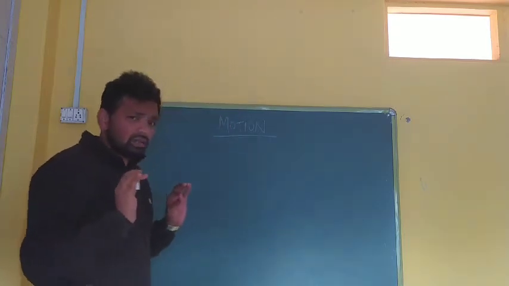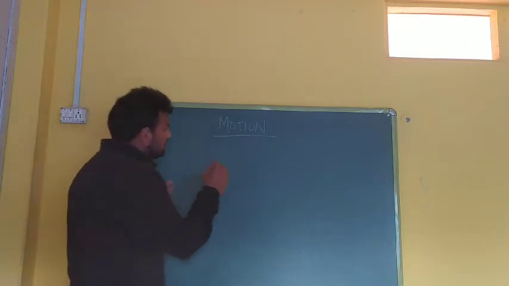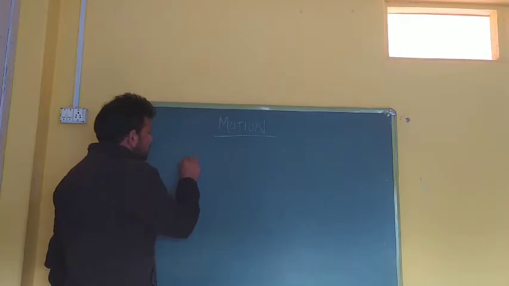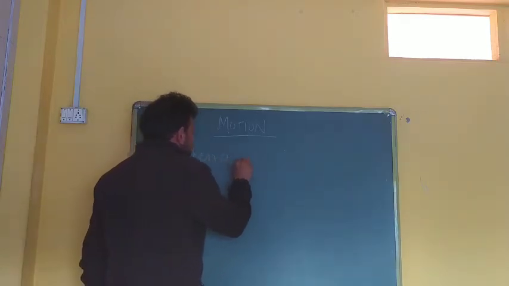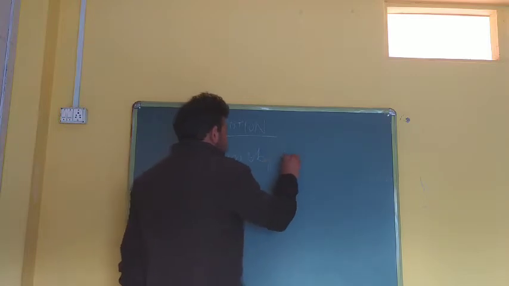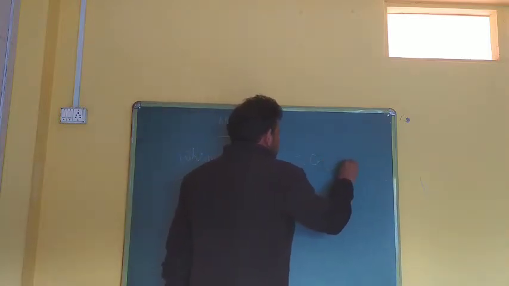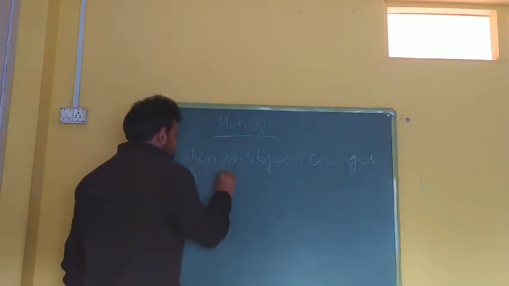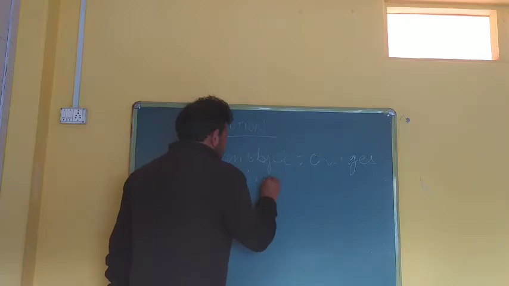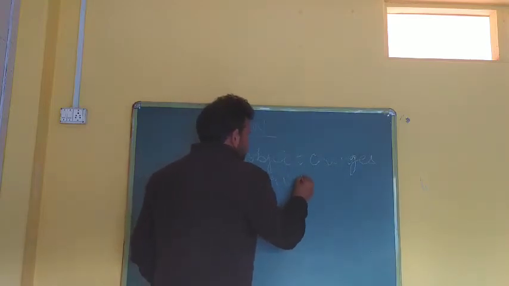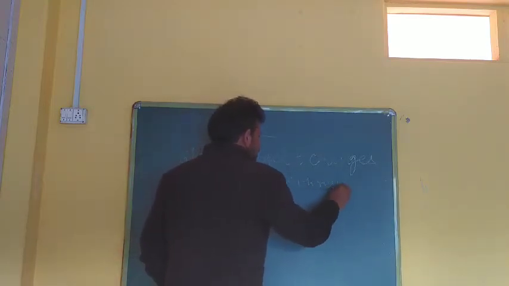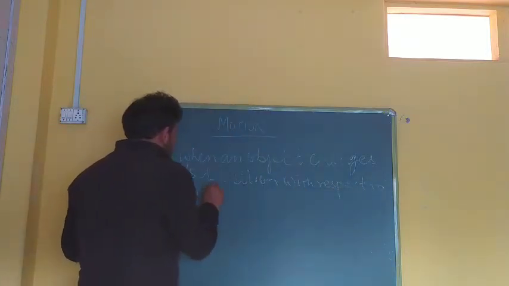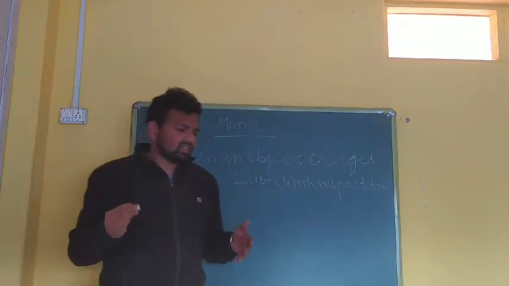Now, what I am trying to say here is, how do you specify motion or how do you define motion? We say that when an object changes its position with respect to time, the object is said to execute motion.